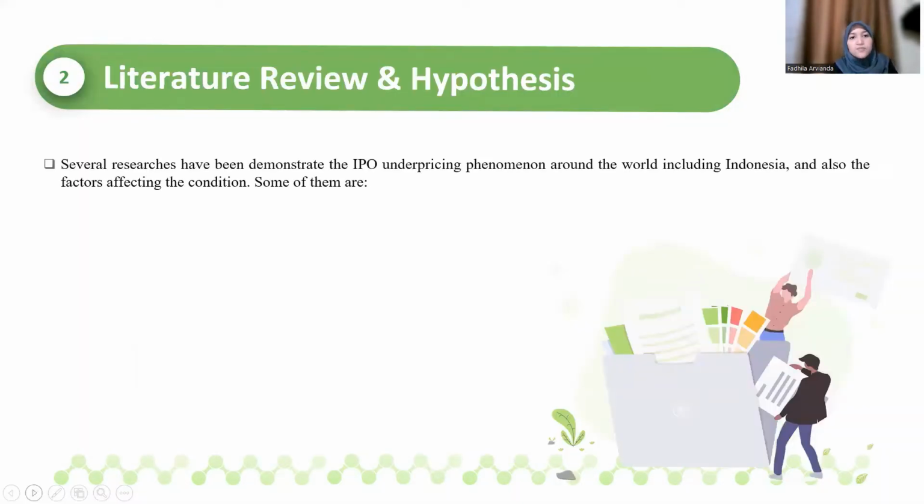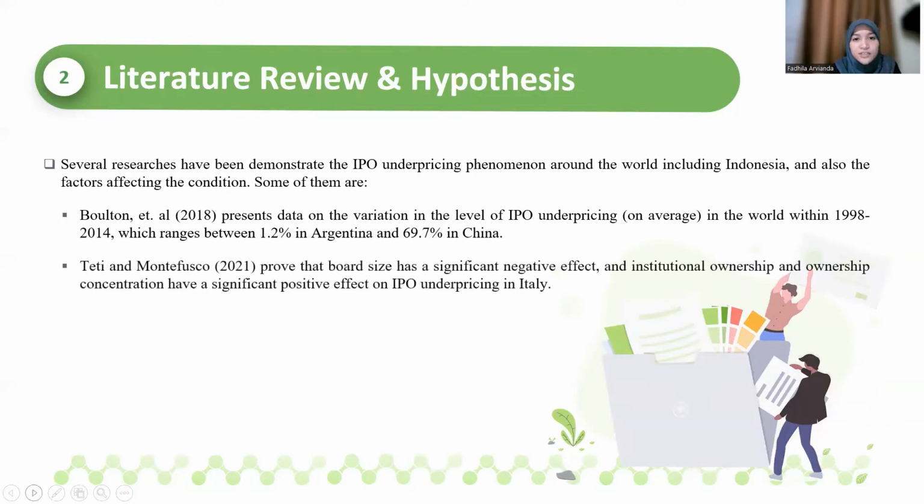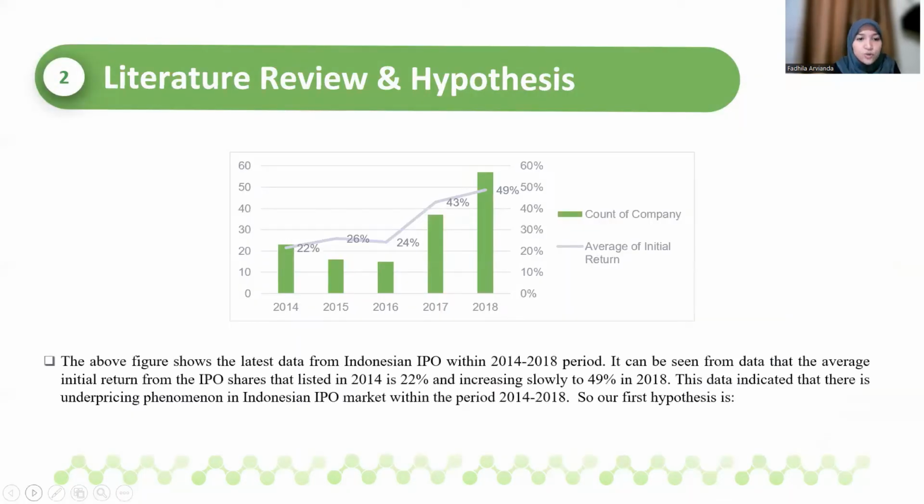Several researches have demonstrated the IPO underpricing phenomenon around the world, including Indonesia, and also factors affecting the condition. First is Bolton et al., that present the data variation in the level of IPO underpricing in the world, which ranges between 1.2% in Argentina and 69.7% in China. Teti and Montefusco 2021 proved that firm size has a significant negative effect on IPO underpricing, and institutional ownership and ownership concentration have a significant positive effect. Naiboru 2019 proved that underwriter reputation and board size have a significant effect on the level of underpricing in Indonesia.